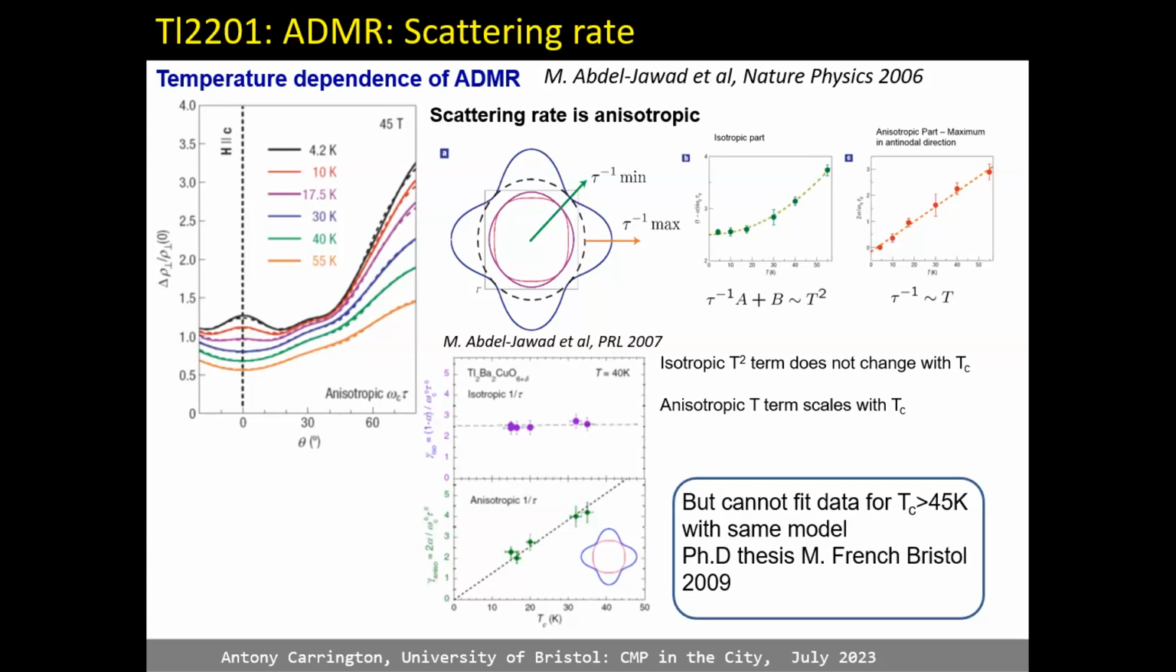So maybe I'm thinking of this too simplistically, but I would say that the distinction between coherent transport and diffusive transport is when the mean free path is less than the lattice spacing, then you move over to a diffusive regime. But here you've got a coherent regime, you've got a conventional metal. If you've just got a conventional metal, the anisotropy in the scattering rate comes into the semi-classical equations of motion.